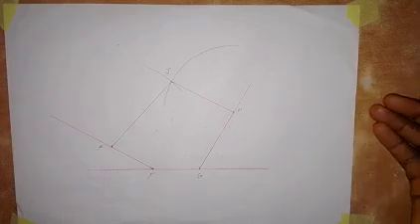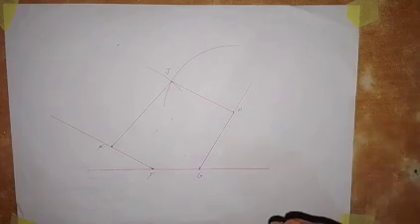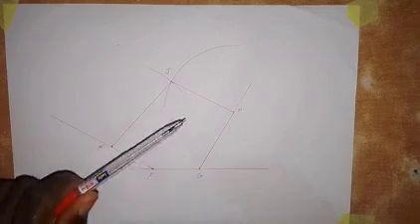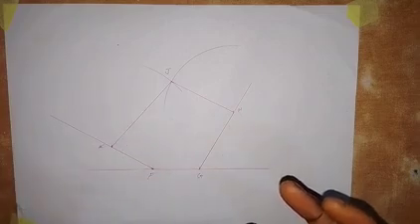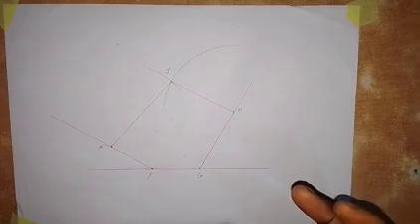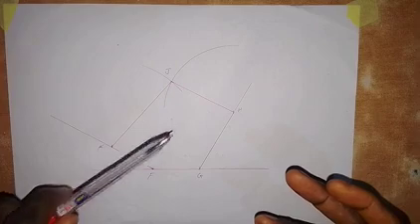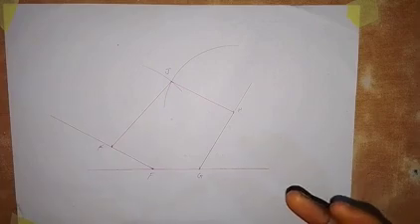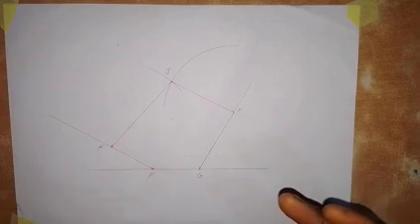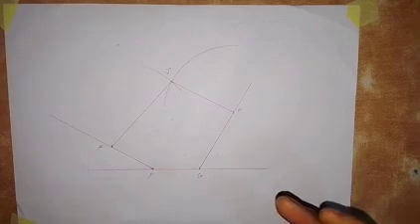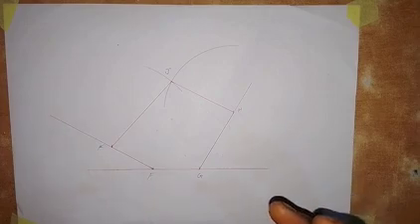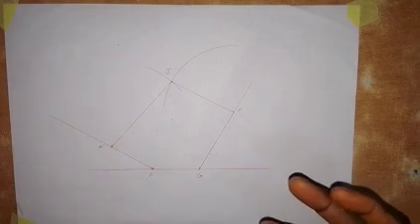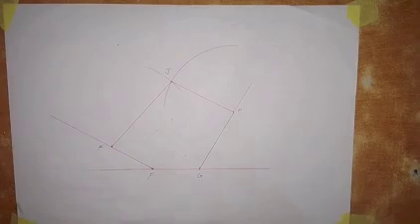Now, number one, you have to construct a triangle that is equal in area to this polygon. Then number two, you have to construct a rectangle that will be equal in area to this polygon. Then you can now go ahead and construct a square that will be equal in area to this polygon, and that same square will be equal in area to that rectangle that you will construct. Let's see how it goes.